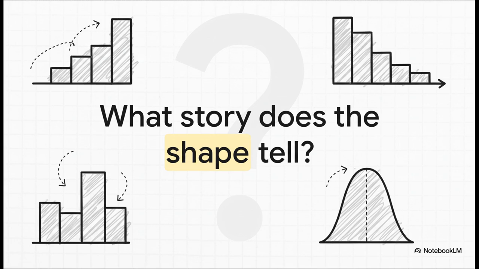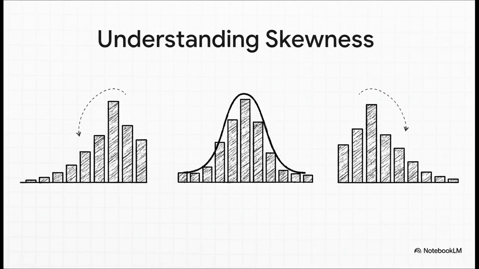Okay, so we've got a shape. Great, but what is that shape actually telling us? Well, the overall form of the histogram gives us immediate, really powerful clues about our data, especially about something called skewness. We're basically looking to see if the data is nice and balanced or if it's being pulled in one direction or the other. So let's break down the three main shapes that you're probably going to see.